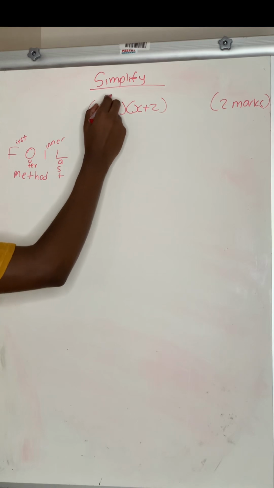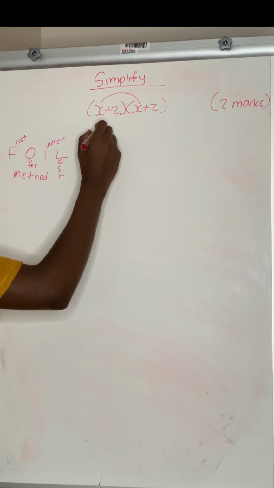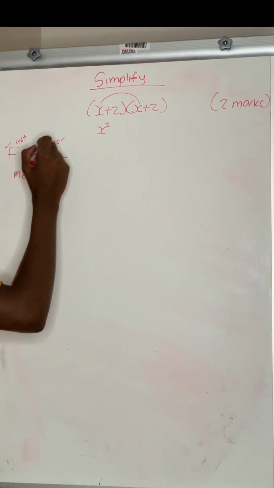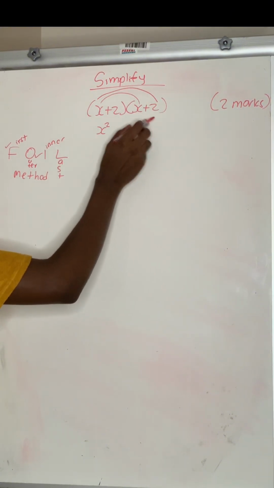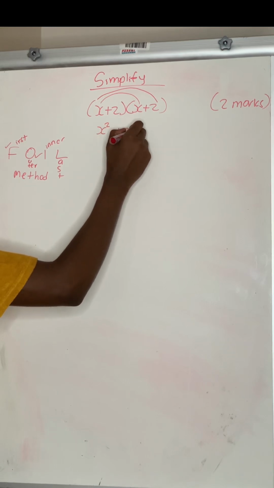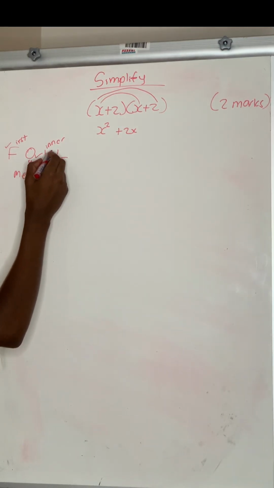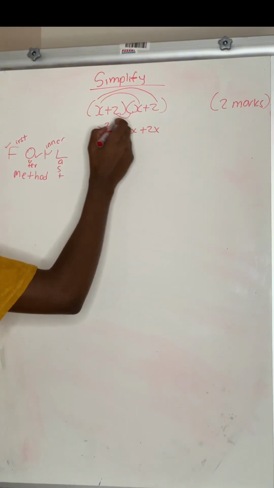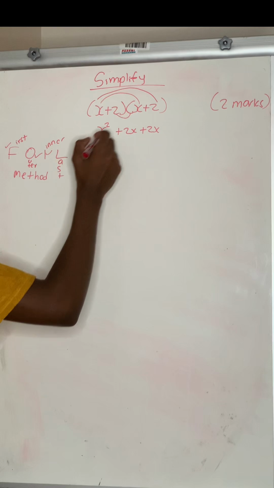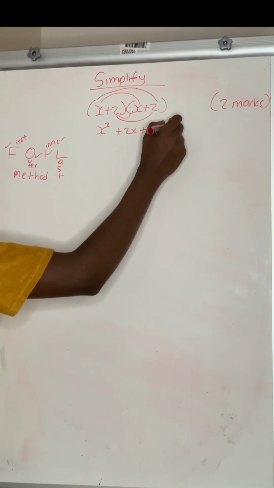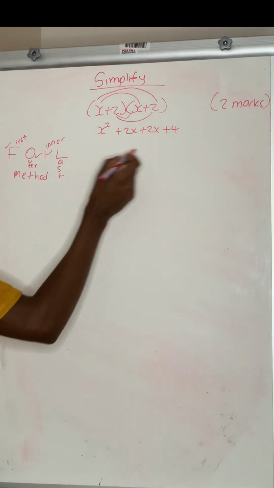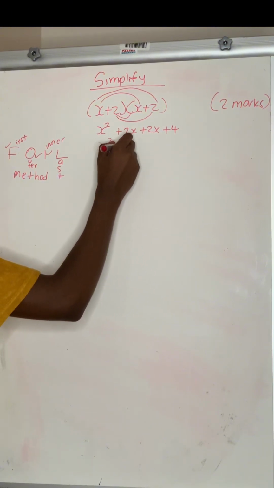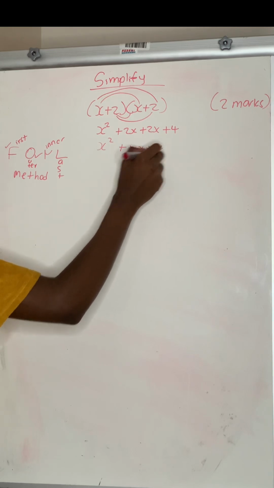So we're going to multiply the first terms, so it's x times x, which is x squared. Then you're going to multiply the outer terms, so x and 2 are outer, which is positive 2x. And then you're going to multiply the inner terms, 2 and x is inner over here, plus 2x, and then 2 and 2 are the last terms, so it's going to be a positive 4. Then you're going to see if there are any like terms, so you can see it's x squared alone, and then 2x plus 2x is positive 4x, and then plus 4.